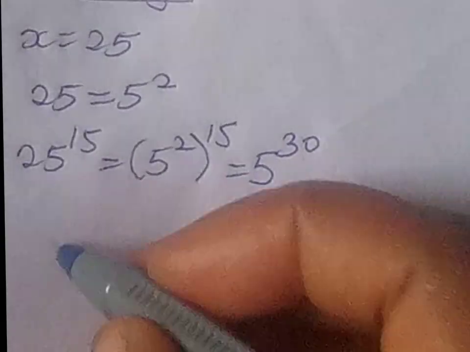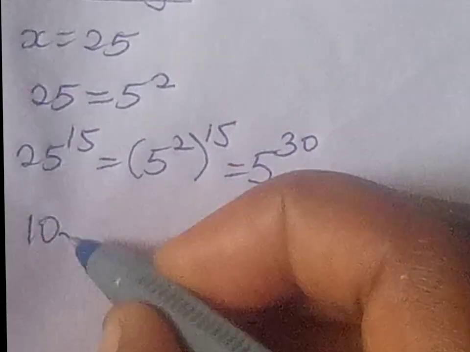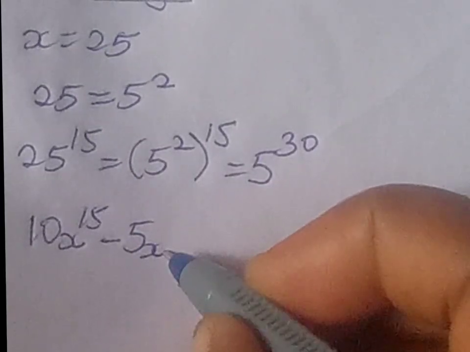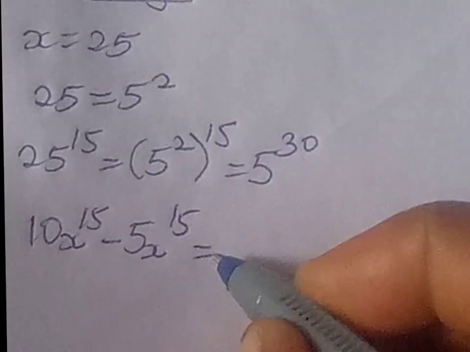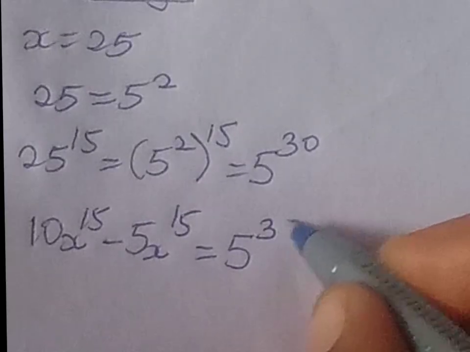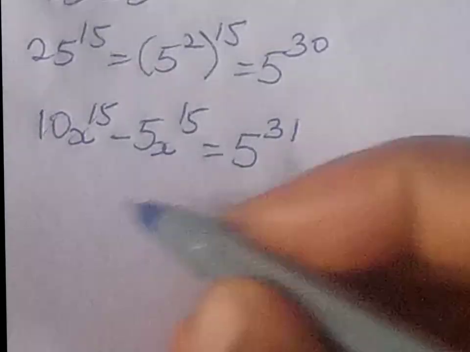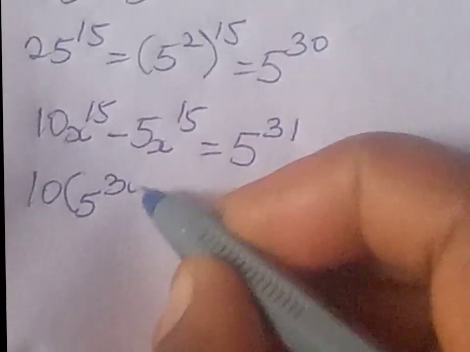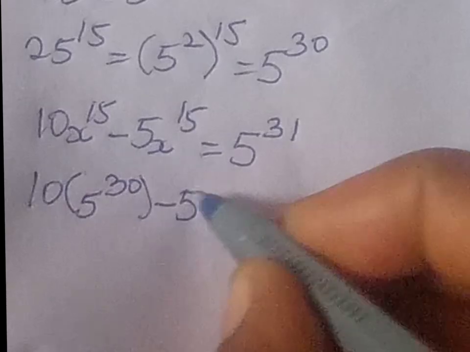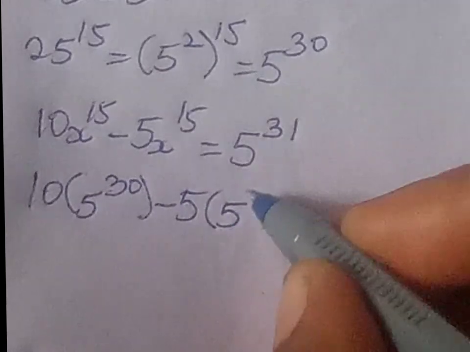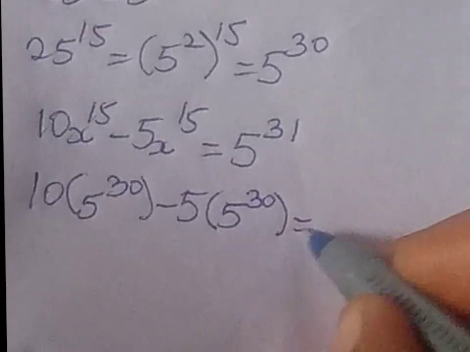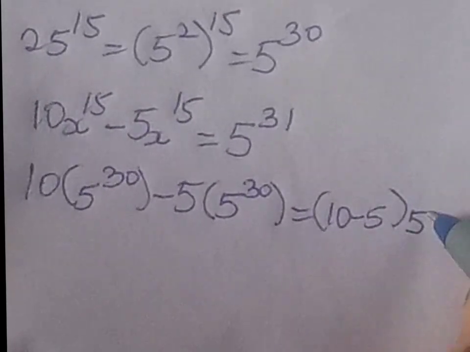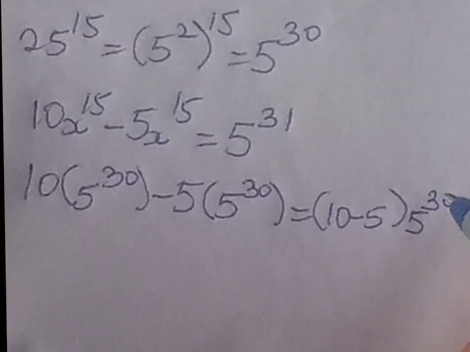Our equation again: 10x raised to the power of 15 minus 5x raised to the power of 15 equals 5 raised to the power of 31, which becomes 10 times 5 raised to the power of 30 minus 5 times 5 raised to the power of 30 equals 10 minus 5 times 5 raised to the power of 30.